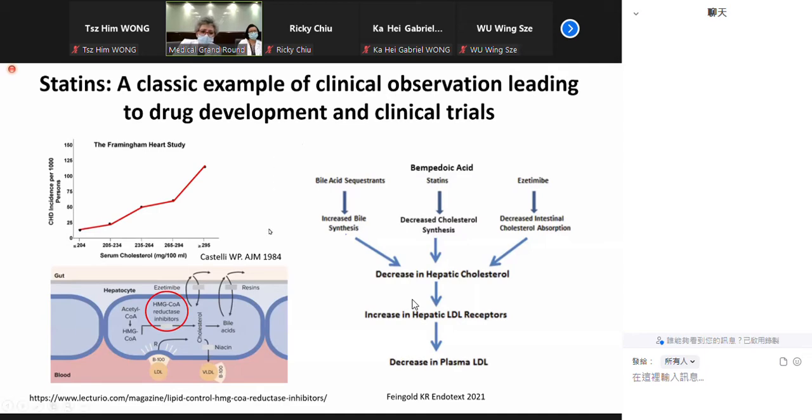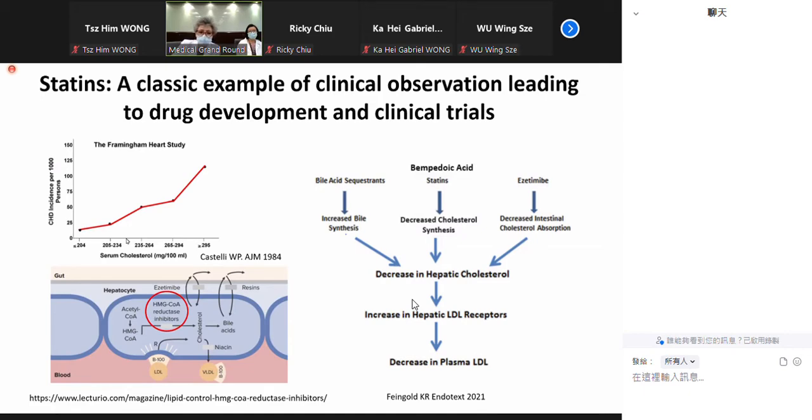So, as I said, statins is really a classical example of clinical observations leading to drug development and clinical trials. So many of you might not know, actually, there is this very famous Framingham town in the US, a very small town, but very, very detailed documentation of the risk profile and outcome in a very small cohort. And that is extremely informative. In fact, the documentation of risk factors, which are for example, glucose, lipids, and blood pressure really came from this cohort, very well followed up systematically and showing repeatedly the linear relationship between cholesterol and also cardiovascular disease.